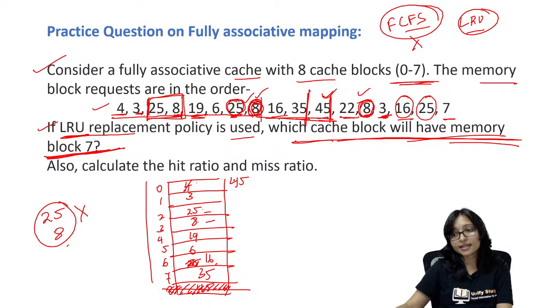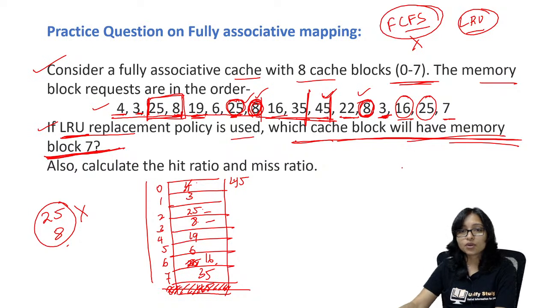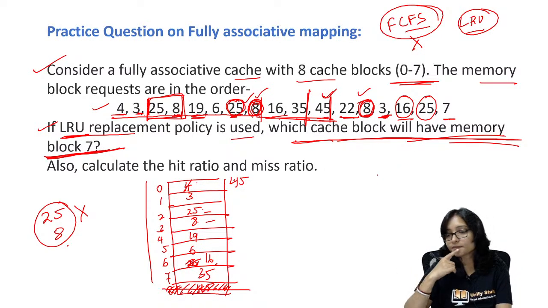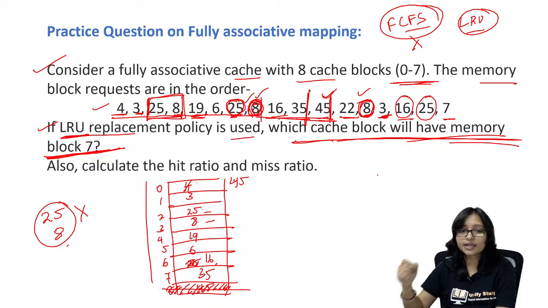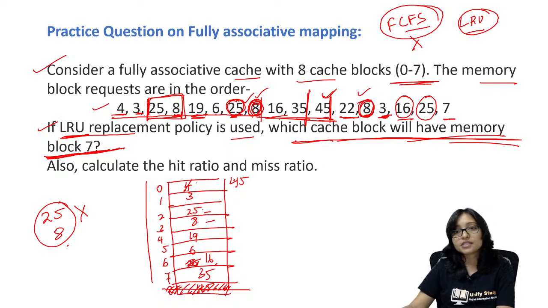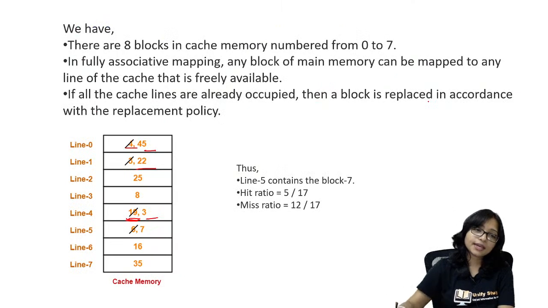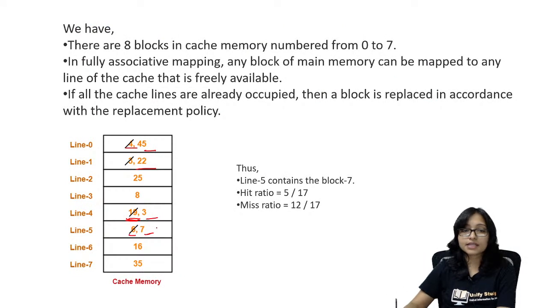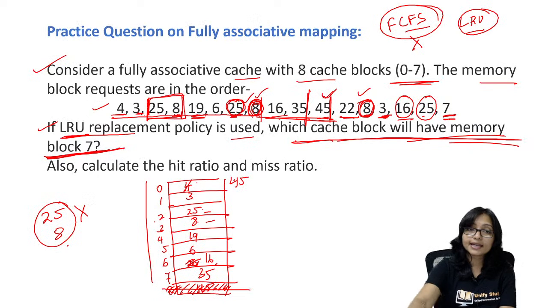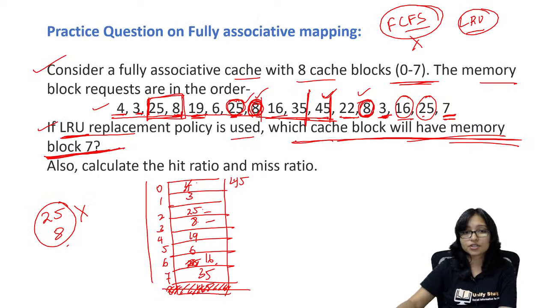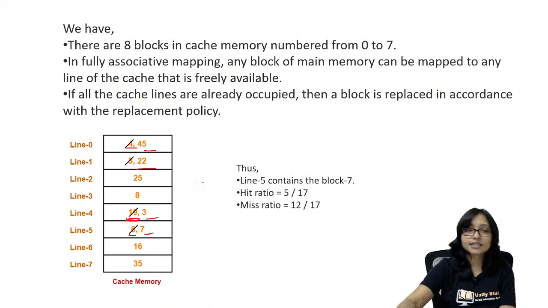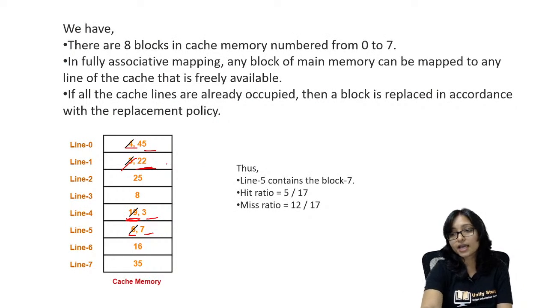And 7. Where will 7 come? 3 is also a hit? Definitely 3 is also a hit. 16? Where will it come? 7? Where will 7 come? Here. Here 7 will come. 3 is not a hit, guys. 3 was replaced. 3 is not a hit. 3 was replaced by 22. That is not a hit.